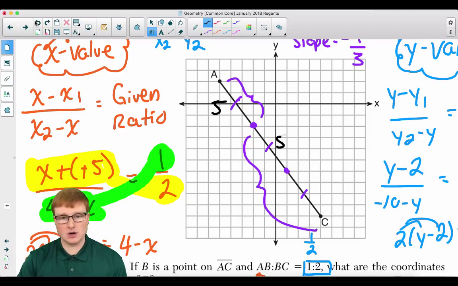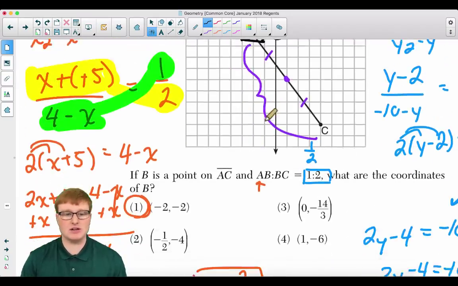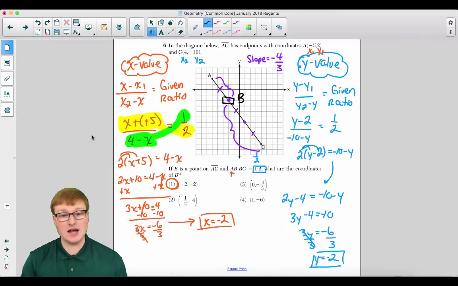So we know for sure that we just found this coordinate right here to be B. And what is that coordinate? Negative 2, negative 2. So we know for sure that we got it right. Your answer is choice 1. Honestly, I do not like the graphing way. I just don't like it.